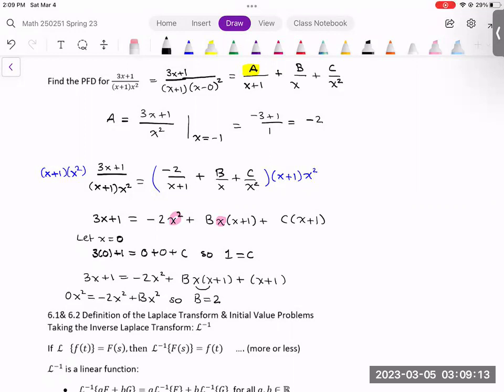Okay. So let's put our pieces back together. We have that our a is -2 over x plus 1. Our b we found was 2 over x, and our c was 1 over x squared.